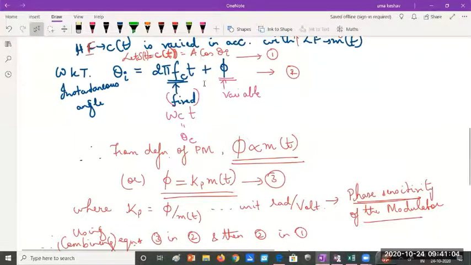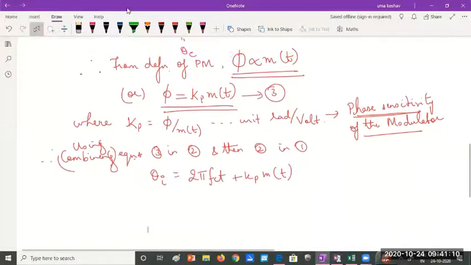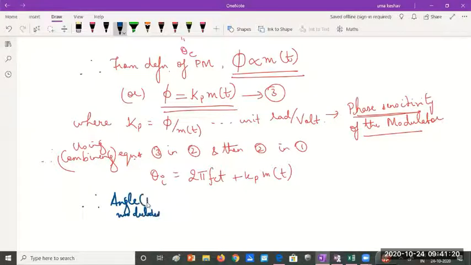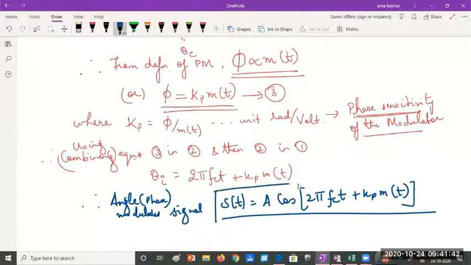Now you substitute this theta i value in equation 1, you will get the expression for the phase modulated signal. You say, therefore, the angle modulated, or in this case, phase modulated signal S of t is A cos of 2 pi fct plus kp into m of t. Simple. Actually, it is a very easy derivation.